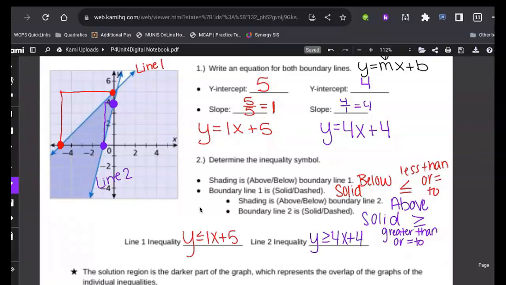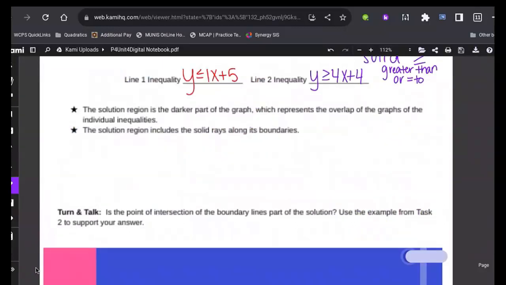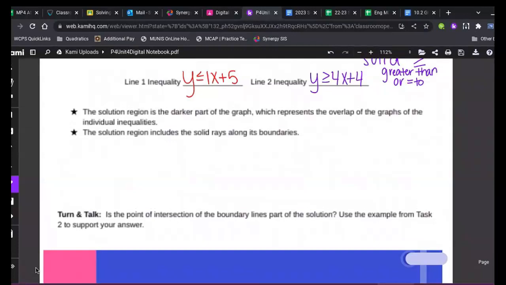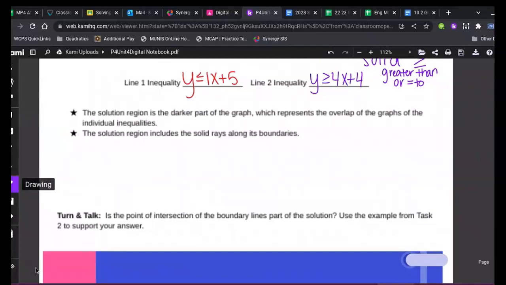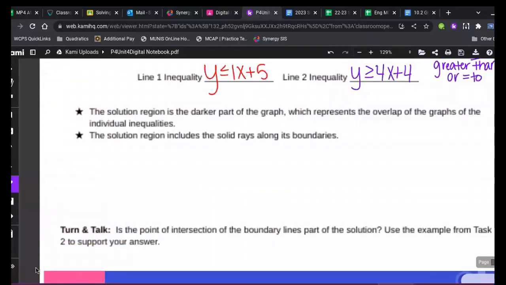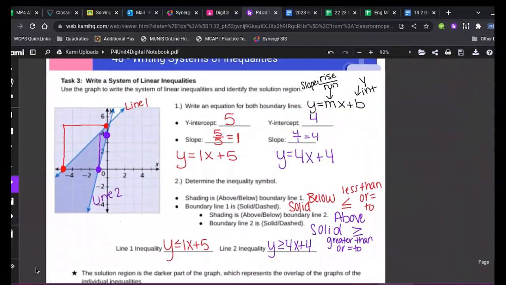So we write the equation, and then we determine the inequality symbol based on whether it's shaded above or below, and whether it's a solid or dotted line. It says the solution region is the darker part of the graph, which represents the overlap of the graphs of the individual inequalities. The solution region includes the solid rays along the boundary lines. So all of the solutions in the darker shaded region and on the lines are the solutions to our inequality. Is the point of intersection of the boundary lines part of the solution? Use the example to help us answer this.